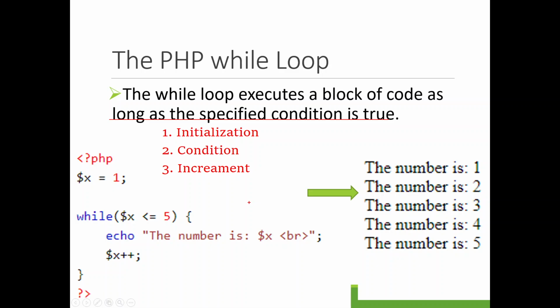That's the initialization. In this example, we declare a variable x and assign it the value 1. So this is our initialization, our initial value. Here we say while x is less than or equal to 5. This is our condition.